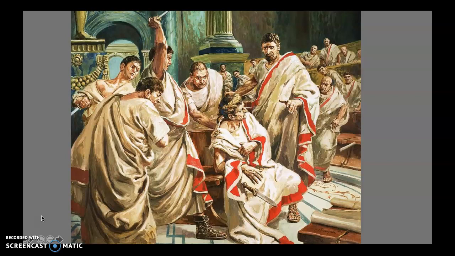Overall, the Republic works, at least it did for 500 years, but there were issues along the way. Hopefully this clarifies some of the things that you read and highlighted.